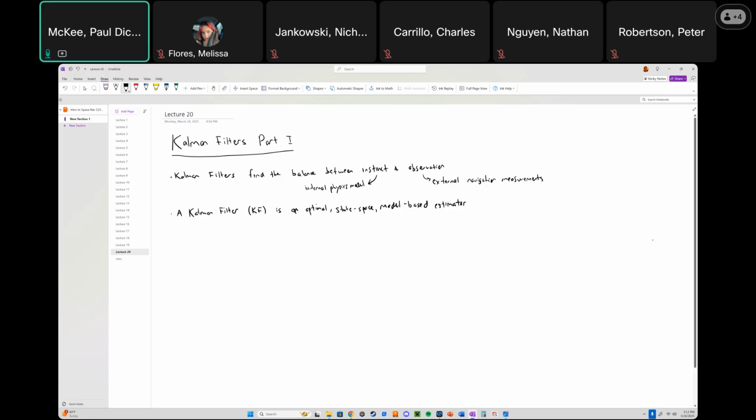It's optimal state space, as in it takes in x, y, z, x dot, y dot, z dot, and then propagates those. Model-based estimator, so you do need some sort of physics model for how your system is going to propagate. There's already one of the two buzzwords, propagate and update. So you need some sort of model of your system in order to use a Kalman filter.